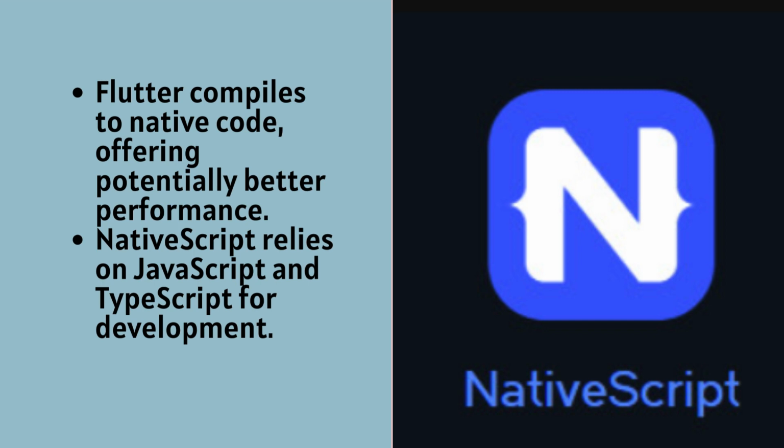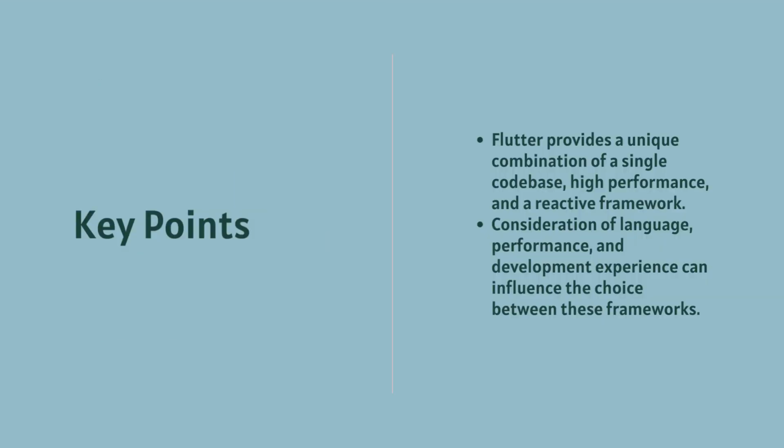Flutter compiles to native code, potentially providing better performance by leveraging the native capabilities of the target platforms. On the other hand, NativeScript relies on JavaScript and TypeScript for development, making it accessible to a broader audience of web developers. The choice between Flutter and NativeScript often involves a trade-off between potential performance benefits and developer familiarity with the specific programming language.